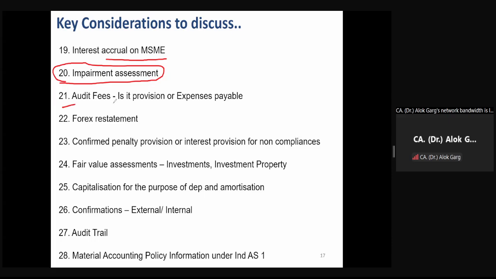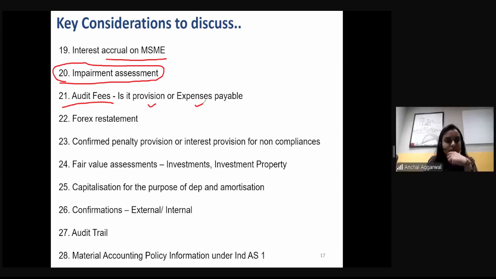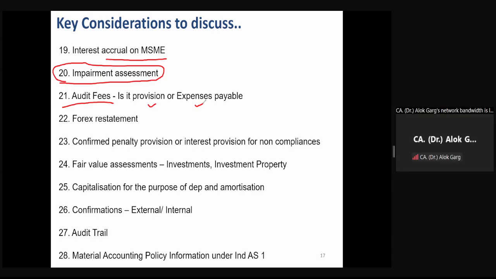Audit fee, whether audit fee is a provision or expense payable. Provision is a liability of uncertain timing or amount. In case of audit fee, is it a liability of uncertain timing or uncertain amount? In our normal spoken language, we say, "audit fee ka provision kar lo," but audit fee is not a provision.